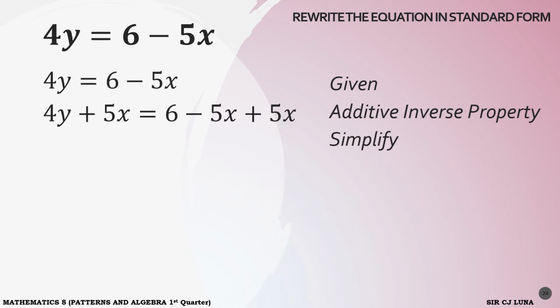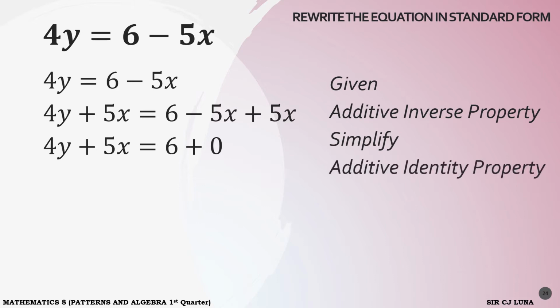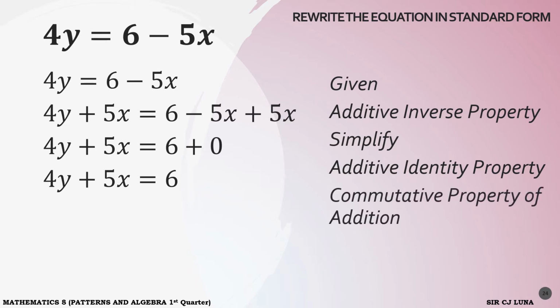Next is we will simplify. And we have this. 4y plus 5x equals 6 plus 0. Kasi negative 5x plus 5x is equal to 0. Next step is we will have to use additive identity property. We are pertaining to the right side of the equation, 6 plus 0, that is equal to 6. And lastly, we have the commutative property of addition. Kailangan mauna yung 5x natin, yung variable x. So we have to apply commutative property of addition for us to get 5x plus 4y equals 6.